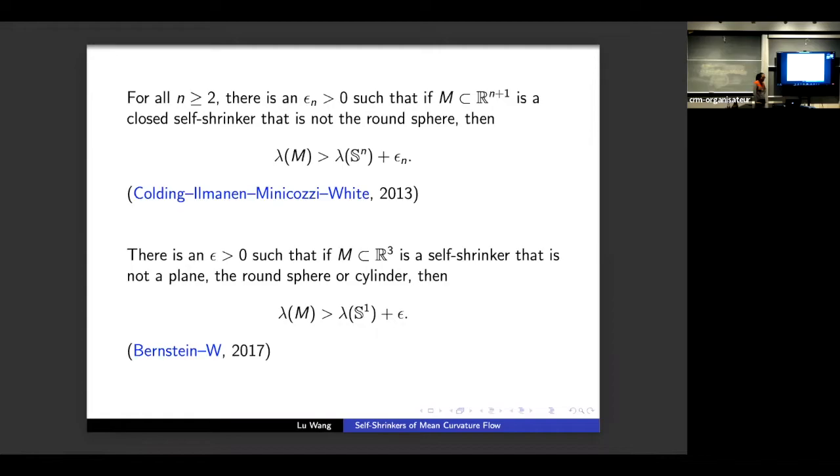So in the same paper, they prove that for every n bigger than or equal to 2, one can find a positive constant epsilon depending on n. So if one considers a self shrinker that is closed, meaning compact without boundary, and if we assume that it is not the round sphere, then you can show that the entropy of such a self shrinker is bigger than the entropy of the sphere plus this constant epsilon.